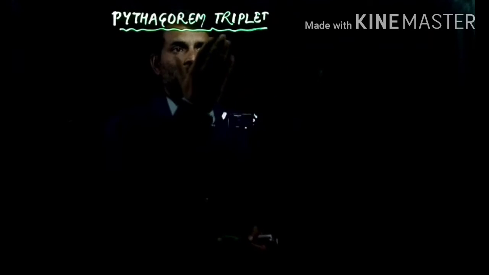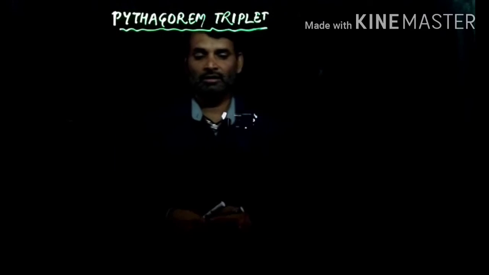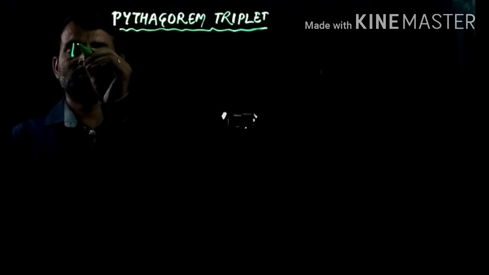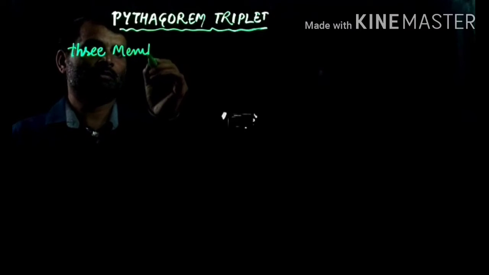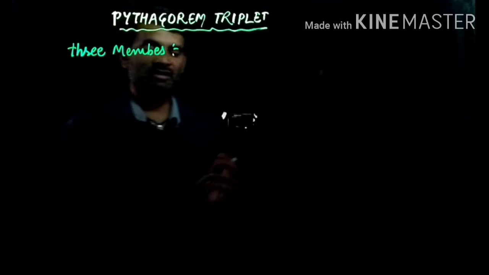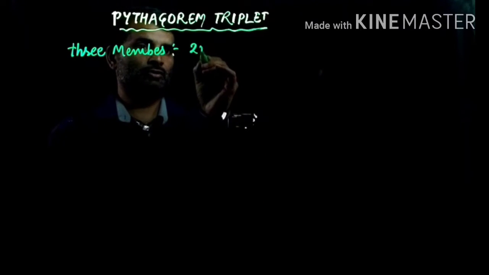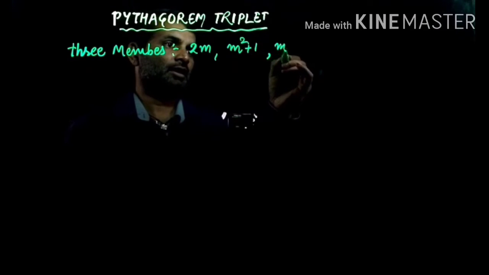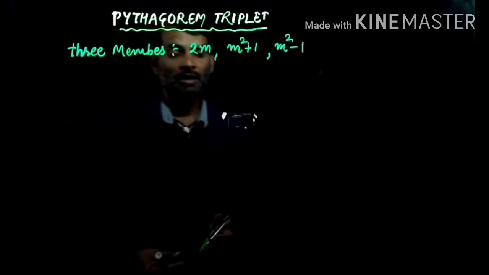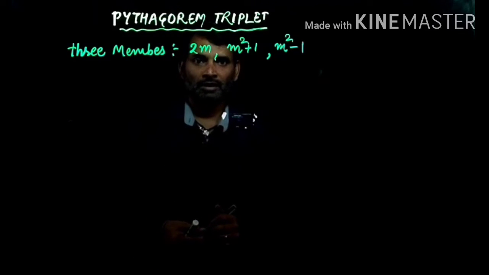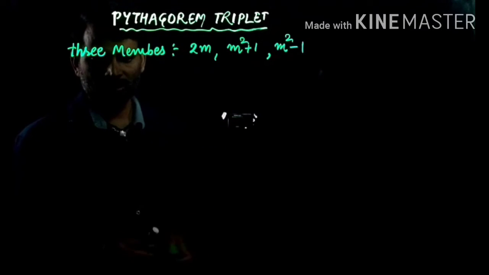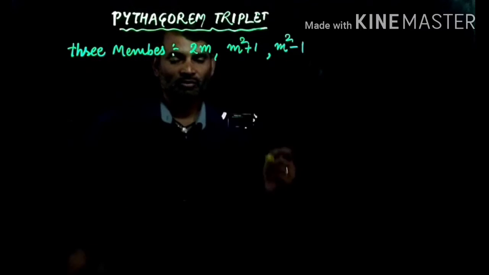Next topic is Pythagoras triplet. A Pythagoras triplet has a total of 3 members. The first is 2m, the second is m square plus 1, and the third is m square minus 1. These are the 3 members of a Pythagoras triplet.